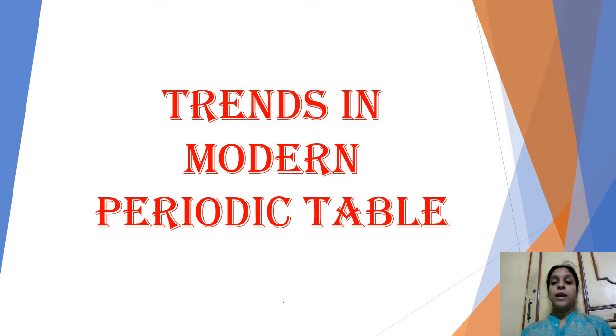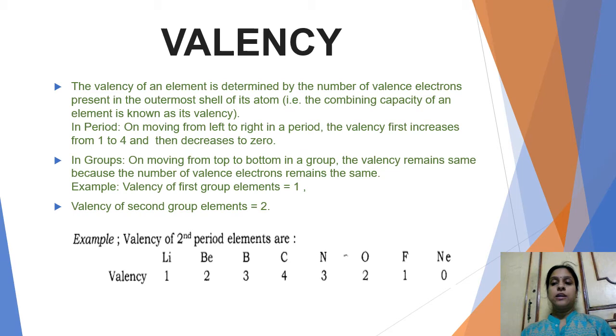So today we are going to study the trends, that is, the most important trends we can observe in the modern periodic table. So the first very important trend in the modern periodic table is basically valency.